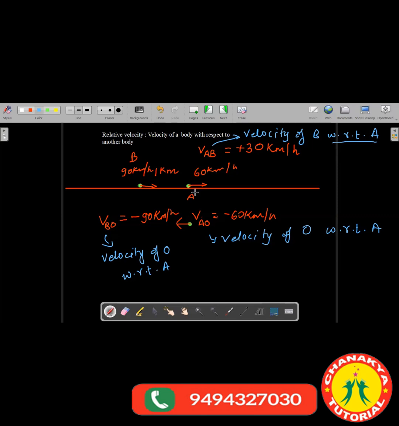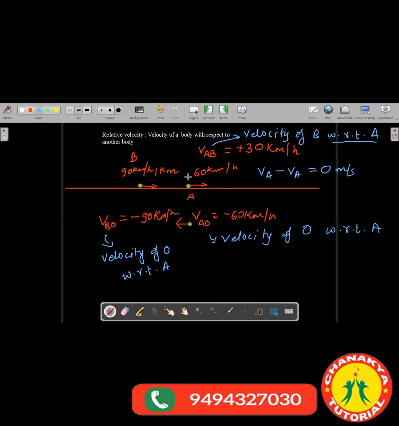I assume A to be stationary, and to have A stationary, I will subtract the velocity VA from the velocity VA, and hence I will get the velocity 0 meter per second. So I assume the object A to be stationary. And when I assume A to be stationary, I have to subtract velocity VA from the velocity VA, that makes it 0 meter per second.